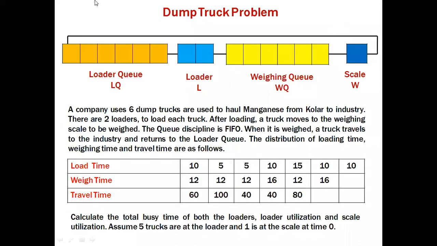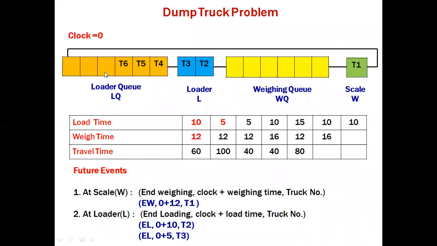So according to the question, there are 2 loaders. Loaders are shown here, and there is one scale upon which each of the trucks will be weighed for the given load. And they have given the load time, weighing time, and the travel time. So this is just a pictorial representation of the dump truck problem, and there is nothing like how many persons are there and all those things.